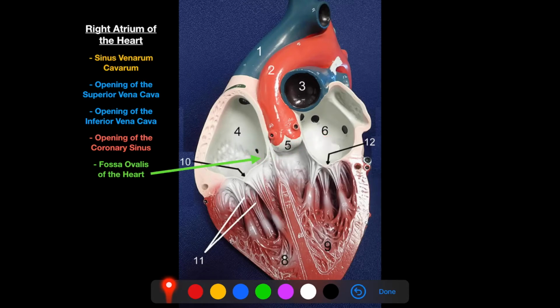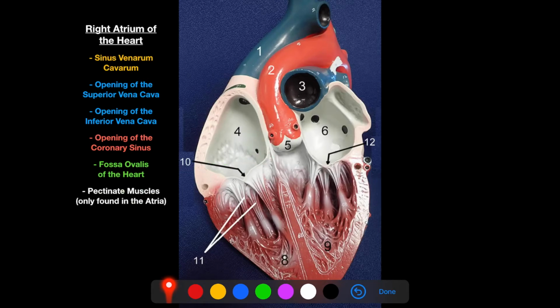But when we were born, that opening was sealed off and left a depression, and it's called the fossa ovalis of the heart. Okay, and I'll go more into detail of the foramen ovale of the heart when we go over the circulatory system. But right now, we're just going over landmarks of the heart. So just remember, this is the fossa ovalis of the heart.